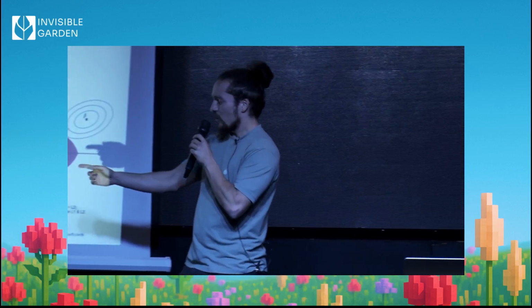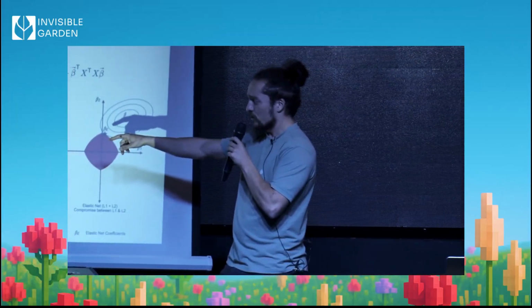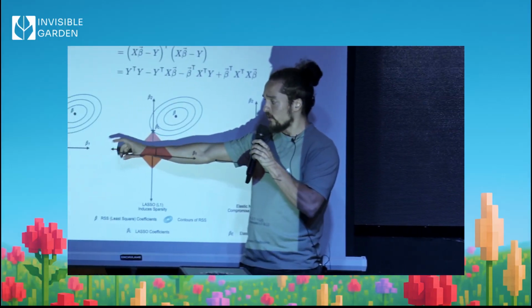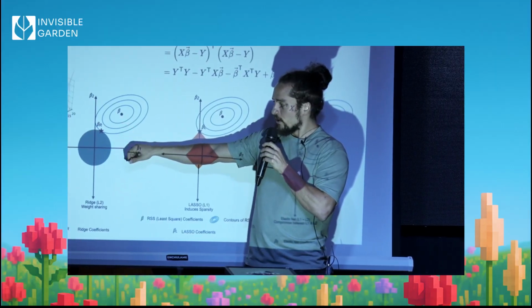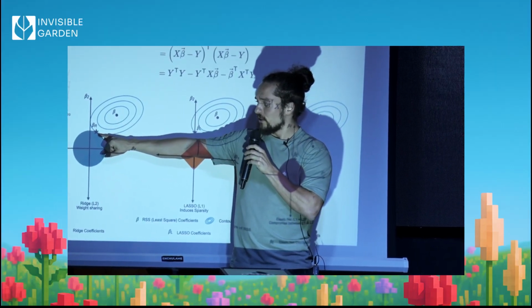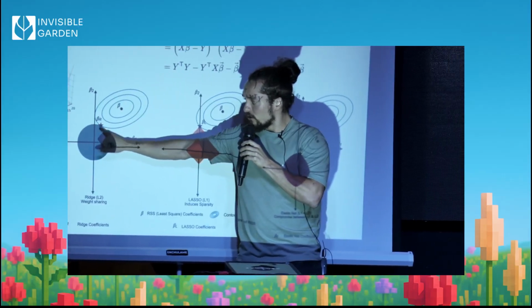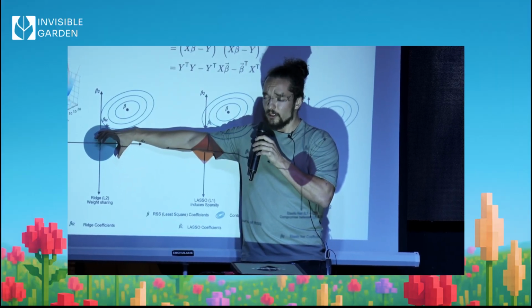And depending on the type of penalty that you introduce, you can have different solutions. The L2 penalty, which is the square term, is going to give you a circular contour. So you're going to end up having weights that have the smallest total magnitude possible, as this circle is going to end up being the smallest possible.